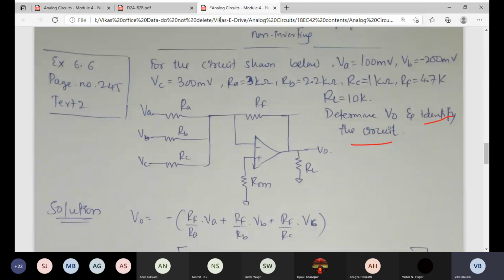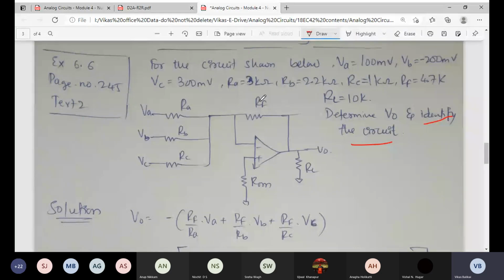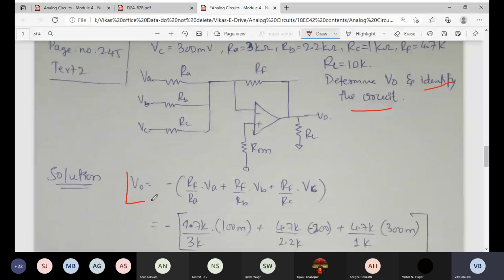Then if it is a weighted summing circuit, the RA, RB, RC values will be different. So here, if you can see over here, RA, RB, RC and RF values all are different. So which means this is summing only, but it is weighted summing. So all the weights are different. So the equation anyhow is going to remain same.